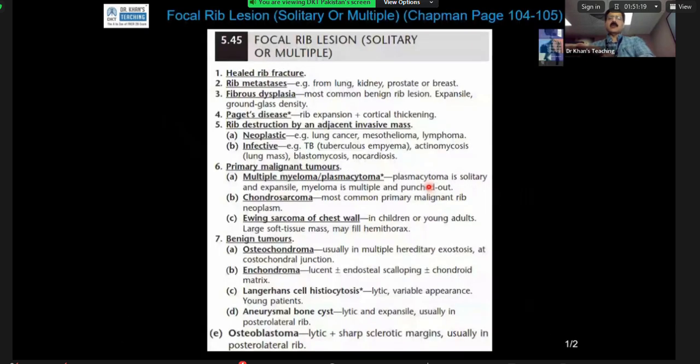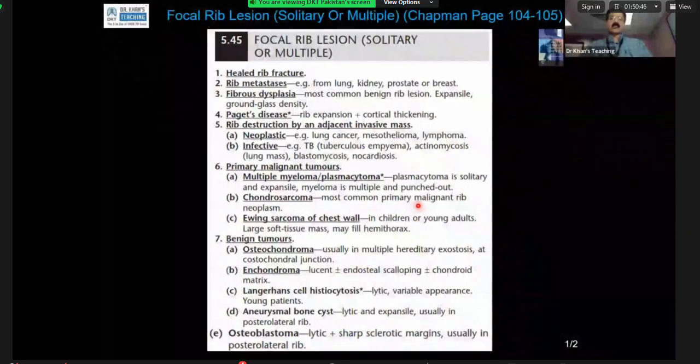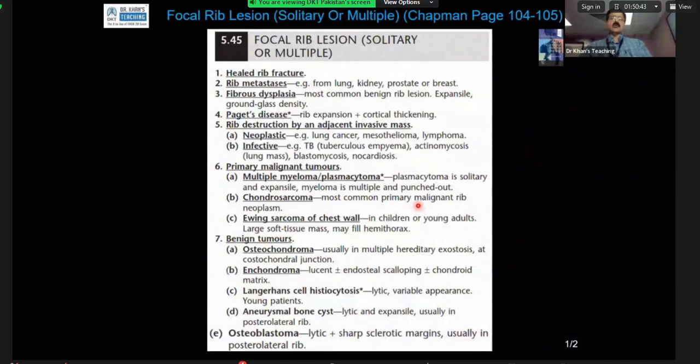Ewing's, by the way, in flat bones is more common. You apparently have got this concept that it is more common in long bones and not in flat bones or the axial skeleton. No, that is not true. Any bone, particularly in this age group, infection and Ewing's, blindly you should talk about them together. And of course, on a plain film, you cannot commit how much the soft tissue component is. So aggressive lesions, infection and Ewing's, they go together.